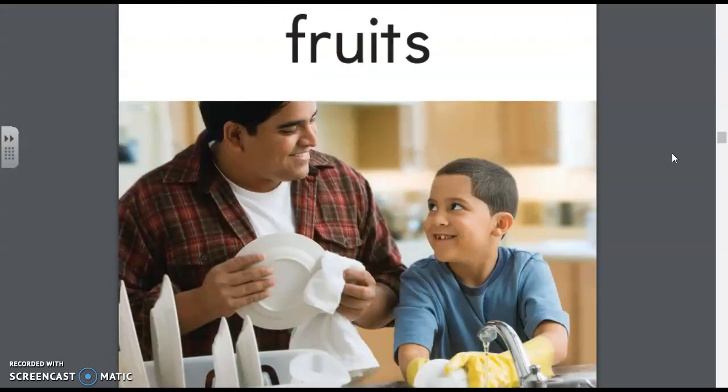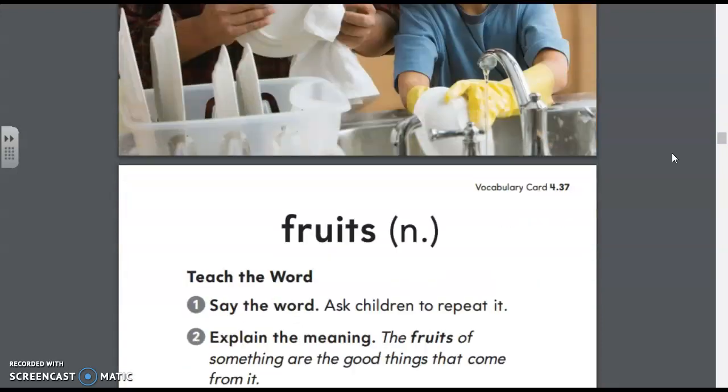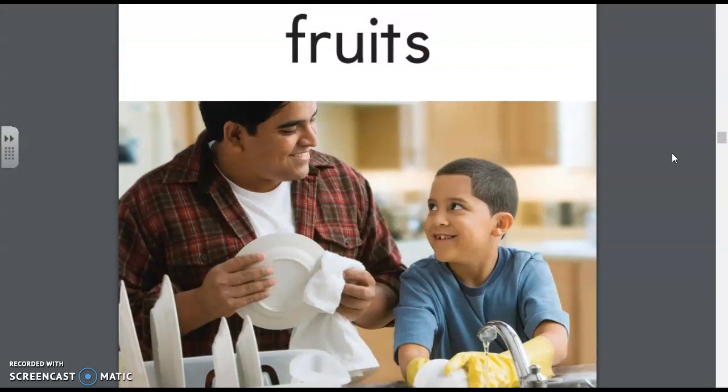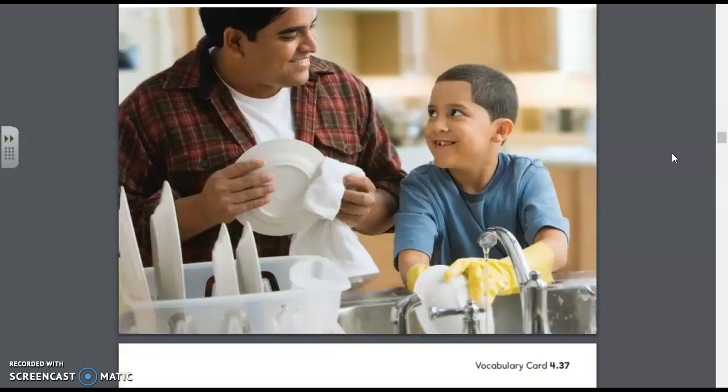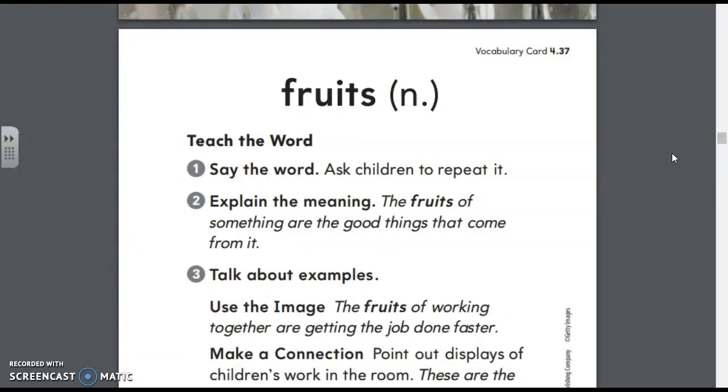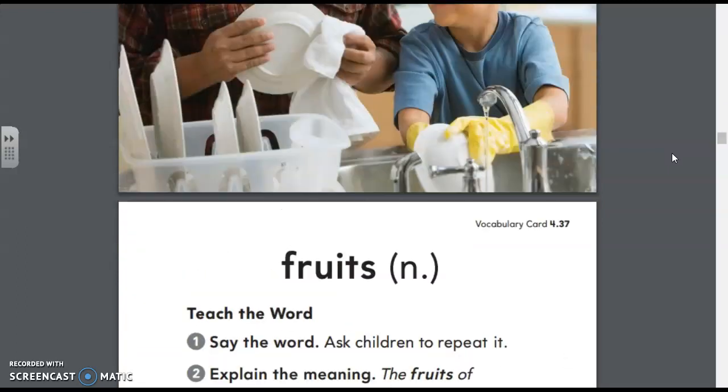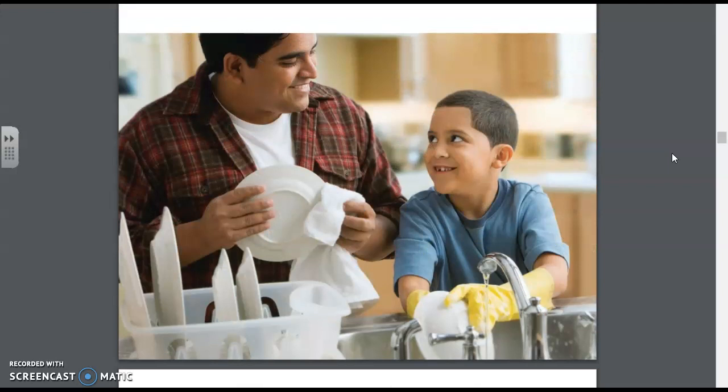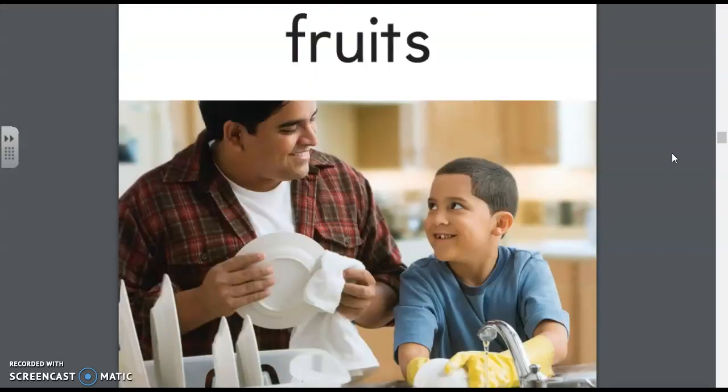All right, and our last word is fruits. Fruits. The fruits of something, we're not thinking about just an apple or a banana here, but the fruits of something is something good that comes from something. Fruits. The fruits of working together for this dad and boy make the job get done quicker. Fruits.